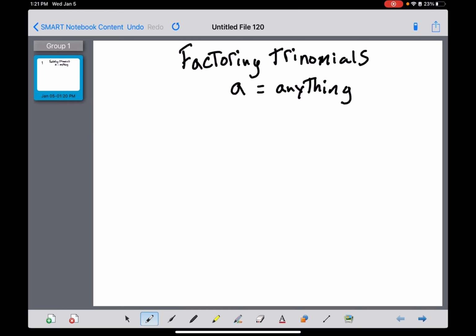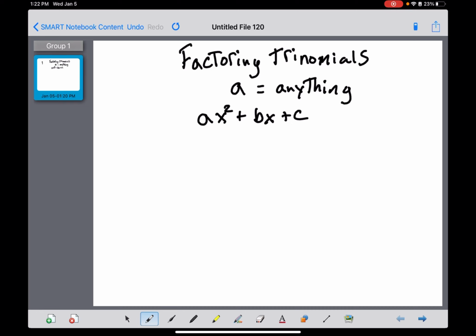Meaning that it doesn't have to be, like the ones we've worked on these last couple days, where we've always had that a value equal to 1. Just a reminder of where that a value is. When we have it in standard form, we have ax squared plus bx plus c. So everything we've done up till this point has had an a value of 1. x squared plus 7x plus 6, something like that, where that a value is 1.